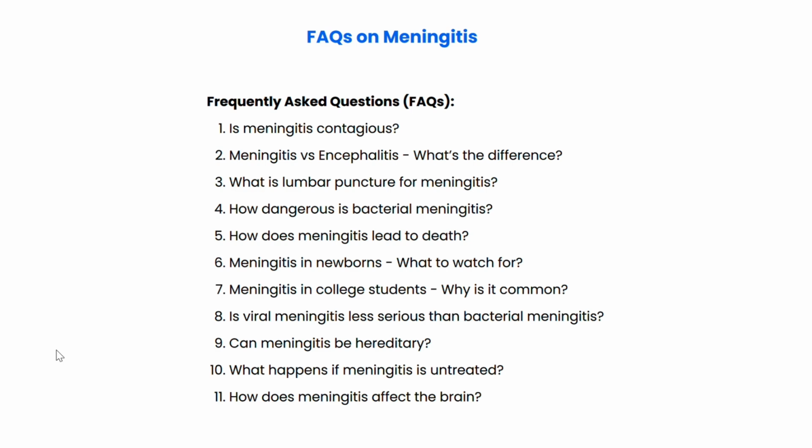What happens if meningitis is untreated? So, untreated meningitis can lead to severe complications such as permanent brain damage, hearing loss, hydrocephalus, or death. Early intervention is crucial. How does meningitis affect the brain? Meningitis can cause swelling, increased pressure, and inflammation leading to brain damage, seizures, or cognitive impairment if not treated properly.